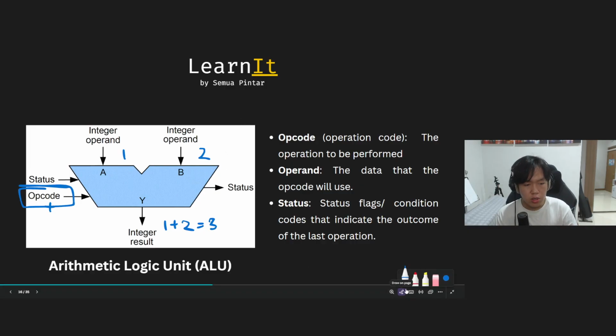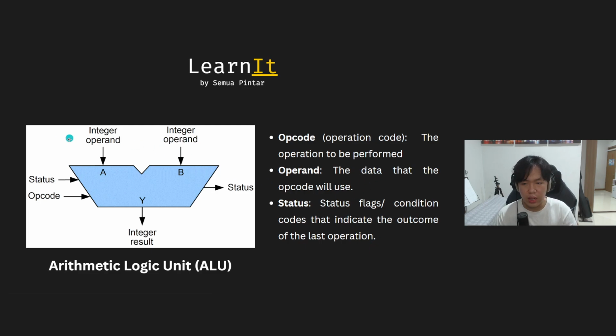And then here there are also statuses, which is not really important at the moment. This is more complex, but essentially it indicates the outcome of the last operation. So let's say if the last operation is 0 or it overflows, then that status tweaks this a bit to adapt to the previous outcome. You don't need to think about it too much. It's not too important at the moment. What is important is this concept, operand and opcodes. And the integer result is pretty much the output.